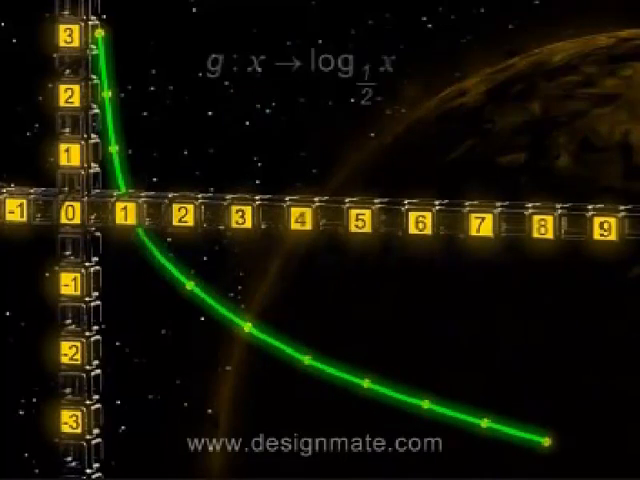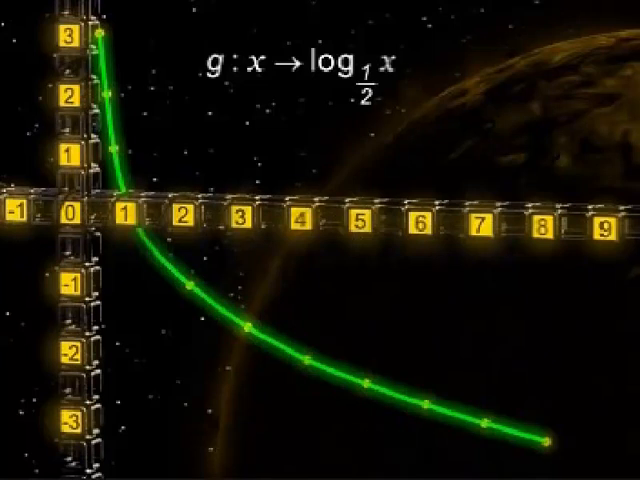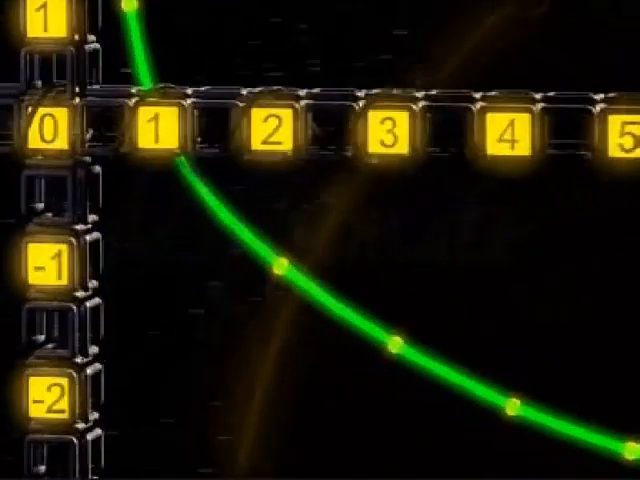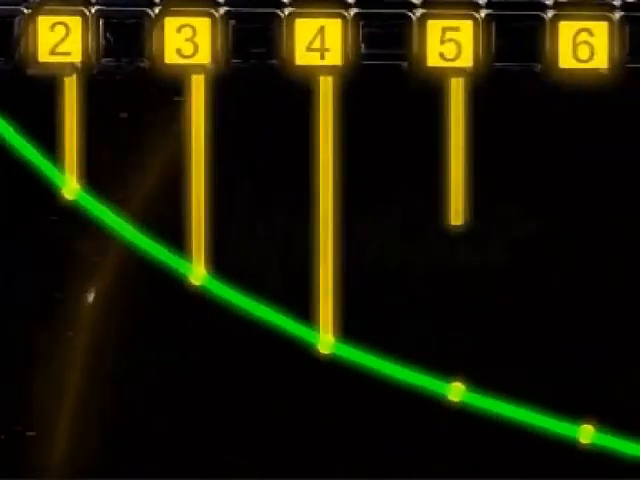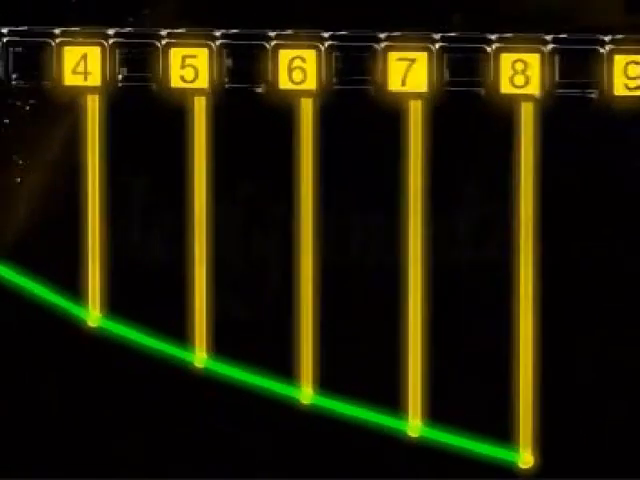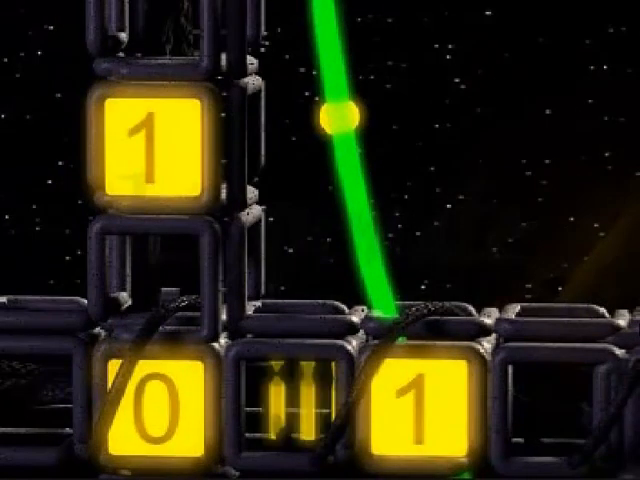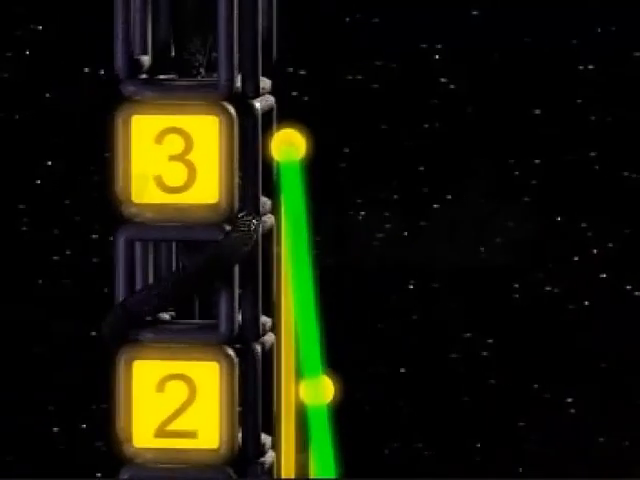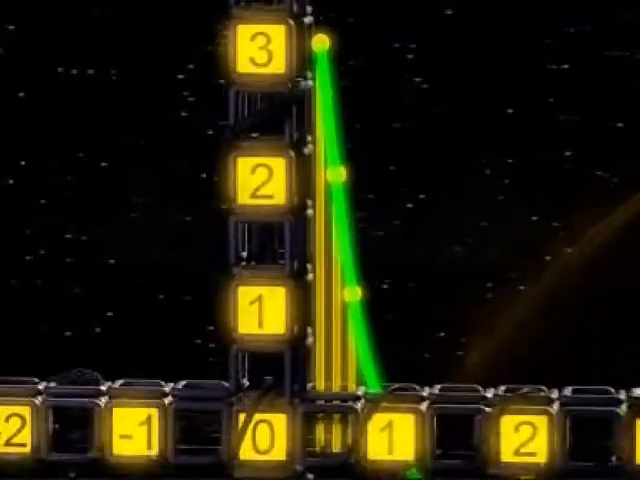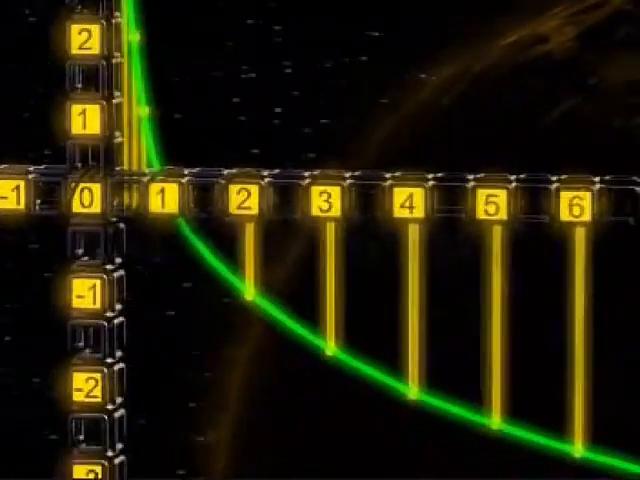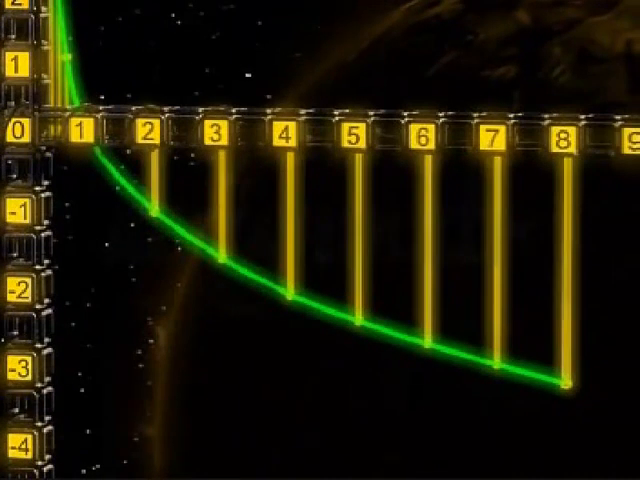The function g such that x corresponds to log x to the base 1/2 bears the following properties. Log x to the base 1/2 is negative for x greater than 1 and is positive for 0 less than x less than 1. The value of log x to the base 1/2 decreases as x increases.